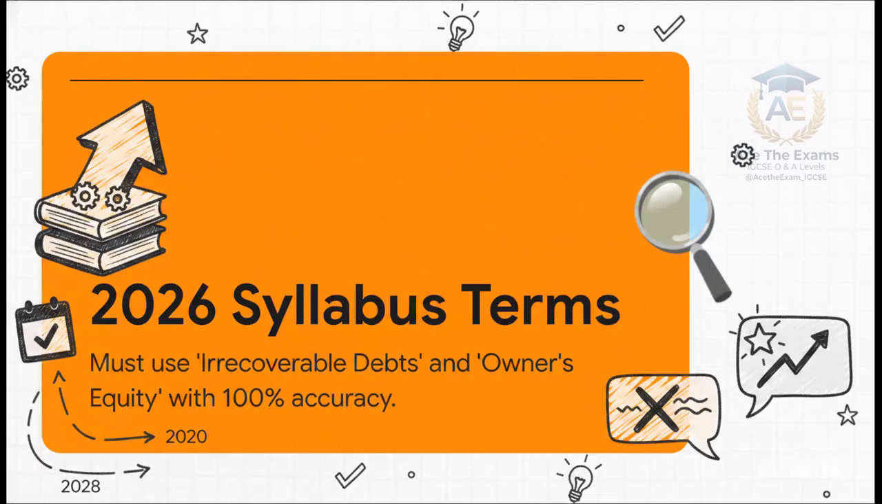Now, staying current is absolutely crucial. Cambridge has shifted to modern international terminology for the 2026 syllabus, and looking ahead to the 2028 and 2030 updates, this exactness is going to be heavily scrutinized. You literally cannot use the outdated terms anymore. It is strictly irrecoverable debts and owner's equity. If you're targeting that A-star, you need to use these exact terms with 100% accuracy. Examiners are actively looking for this modern vocabulary. It's an immediate flashing indicator that you are a well-prepared, top-tier candidate.